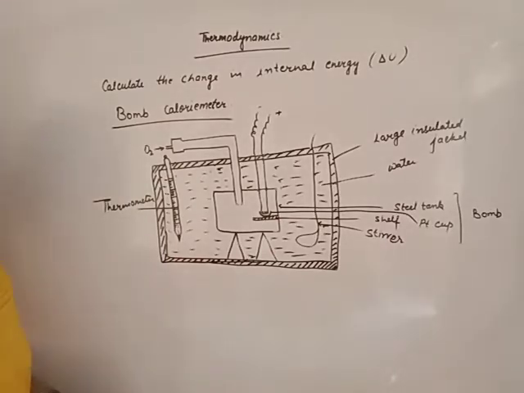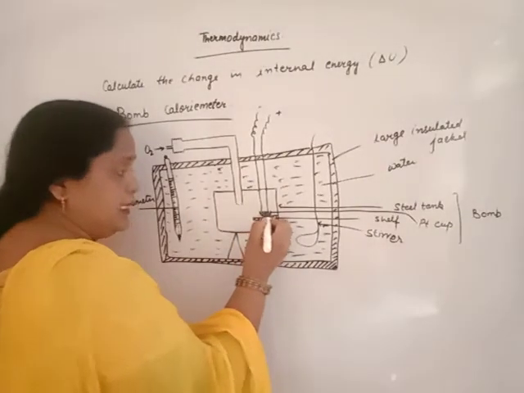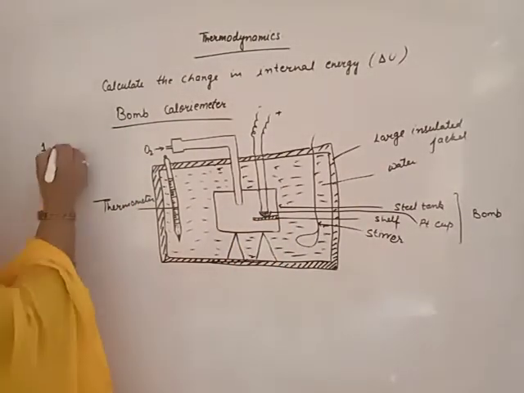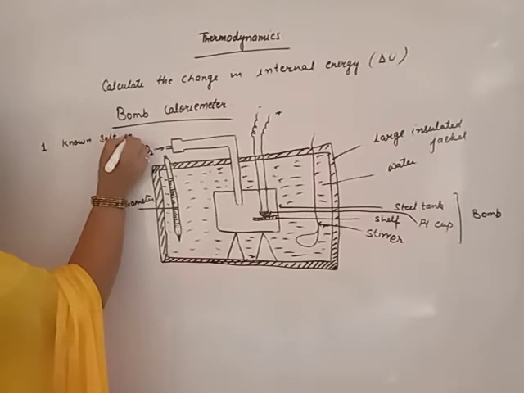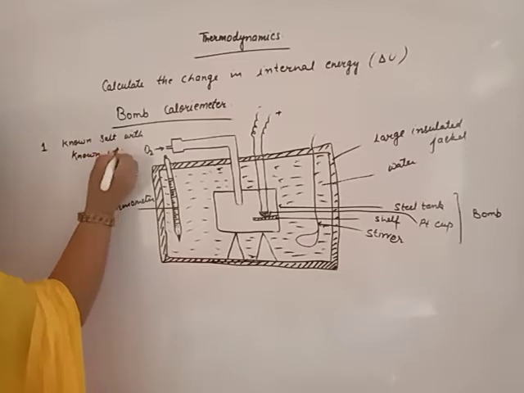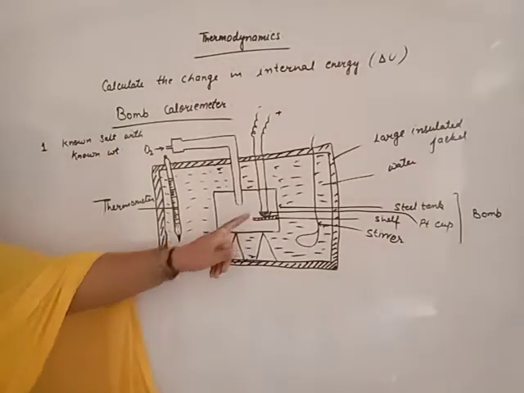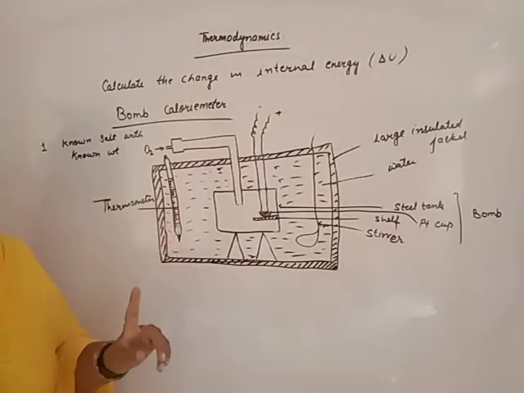In this experiment we will do two steps. First, inside the platinum cup we add a salt whose internal energy is known to us, that means a known salt with known weight. We know the amount of substance that we add to the platinum cup and its internal energy is also known to us. This step is done only to check that the bomb calorimeter is okay.